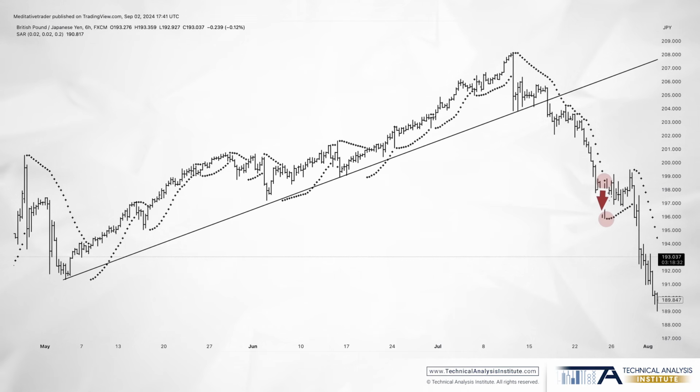Obviously, not all examples work that way. In fact, you can see on the left portion of the chart, while prices were above the trend line, that there were several whipsaws. But this is something that would happen with all indicators.